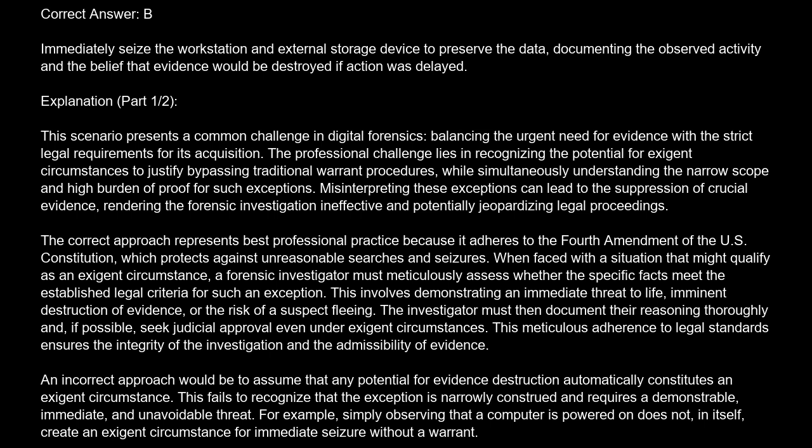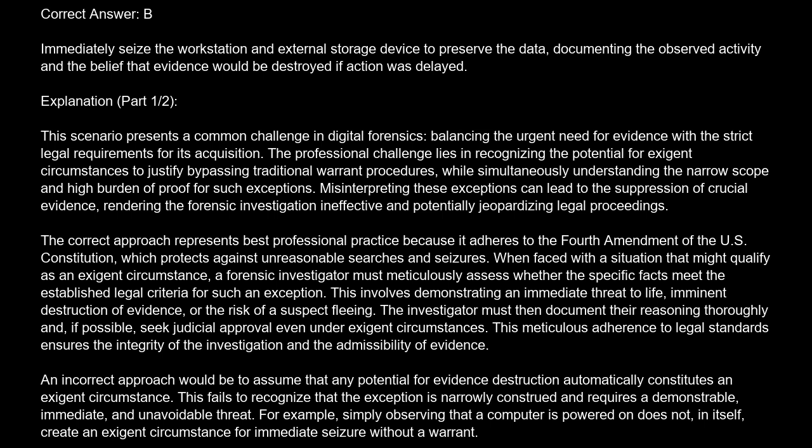Explanation. This scenario presents a common challenge in digital forensics, balancing the urgent need for evidence with the strict legal requirements for its acquisition. The professional challenge lies in recognizing the potential for exigent circumstances to justify bypassing traditional warrant procedures, while simultaneously understanding the narrow scope and high burden of proof for such exceptions. Misinterpreting these exceptions can lead to the suppression of crucial evidence, rendering the forensic investigation ineffective and potentially jeopardizing legal proceedings. The correct approach represents best professional practice because it adheres to the Fourth Amendment of the U.S. Constitution, which protects against unreasonable searches and seizures.